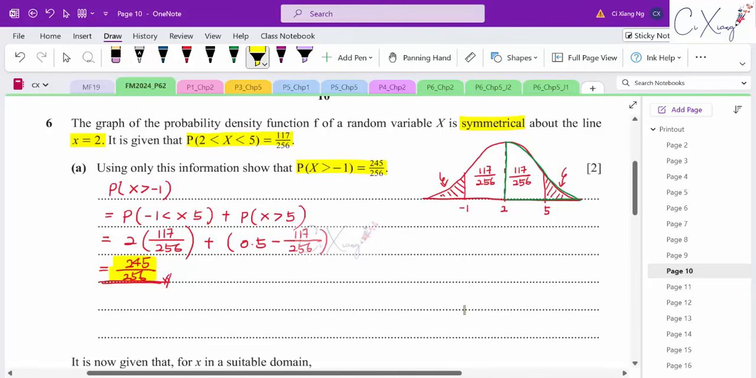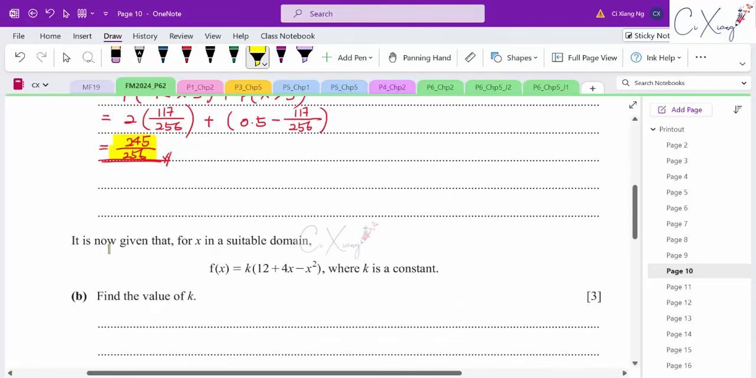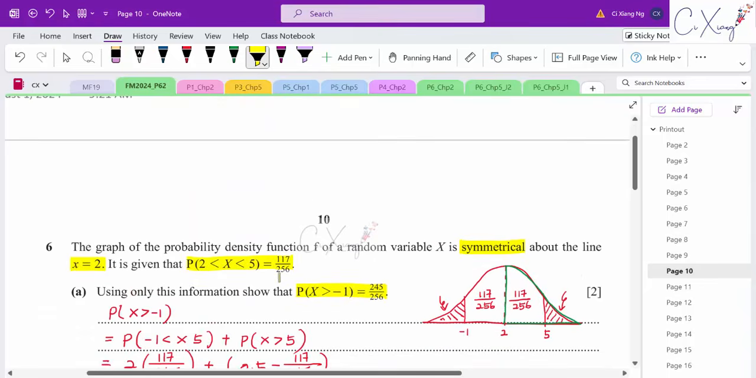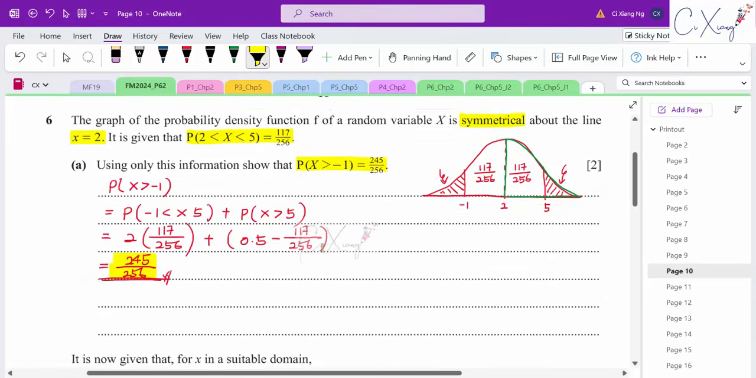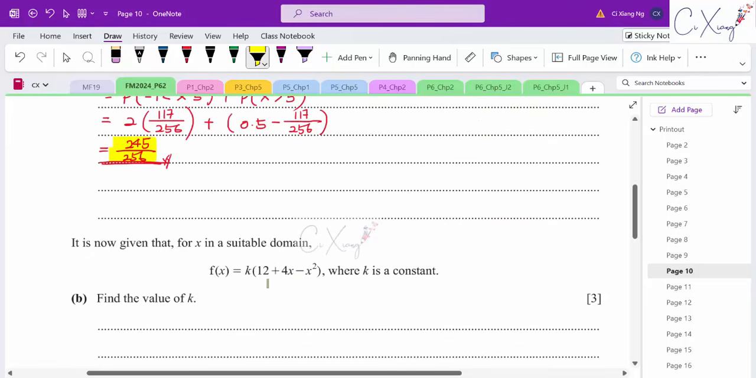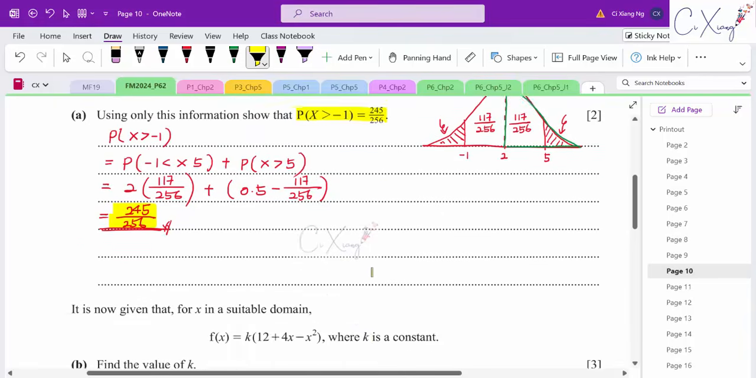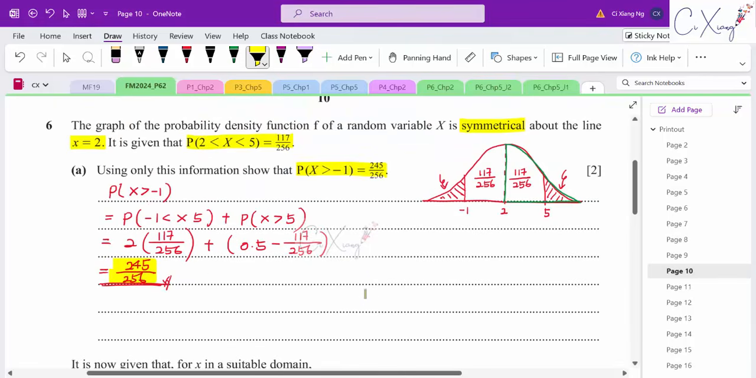All right, then let's have a look at part 2, part B. It is now given that for x in a suitable domain, this one, where k is a constant. Just now they told us we have a function f, but we didn't know what the function is. Now they tell us that the function f is basically like this, and they want us to find the value of k. If I know my function f is this one, to find the value of k, I can use any result available in part A.